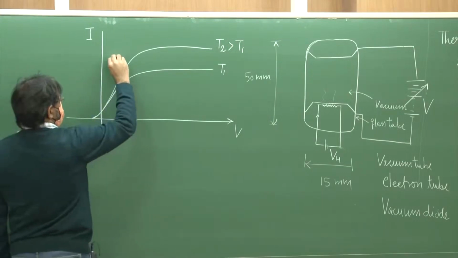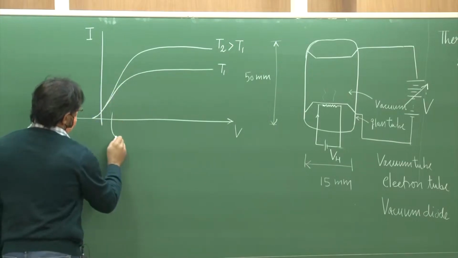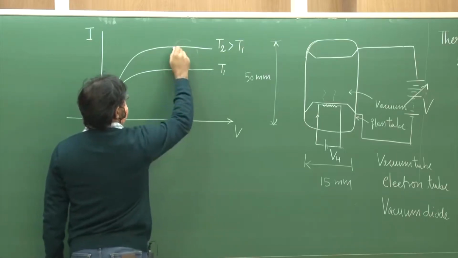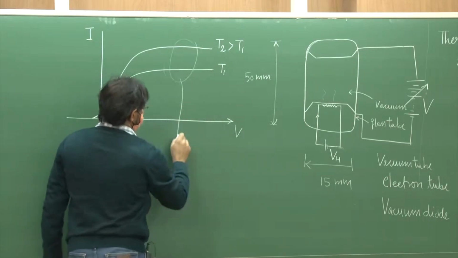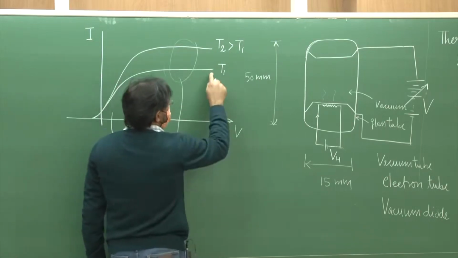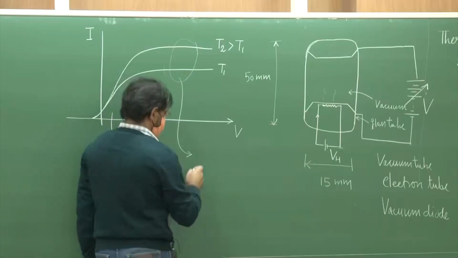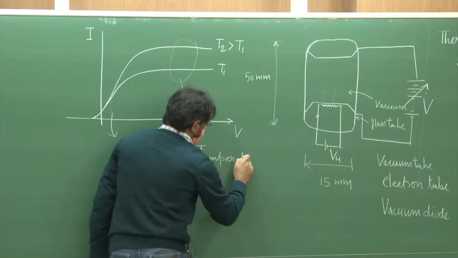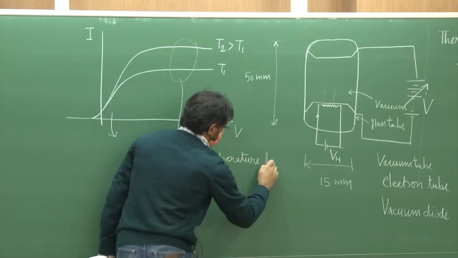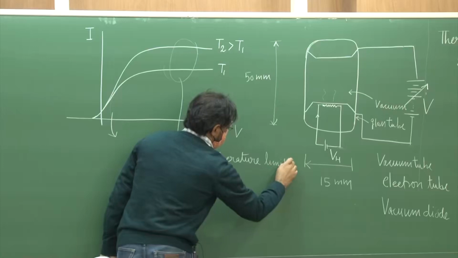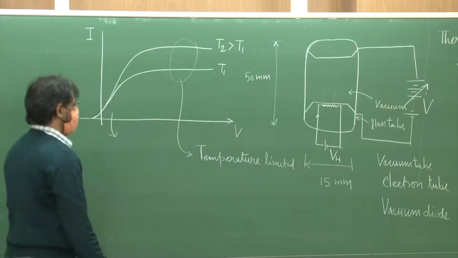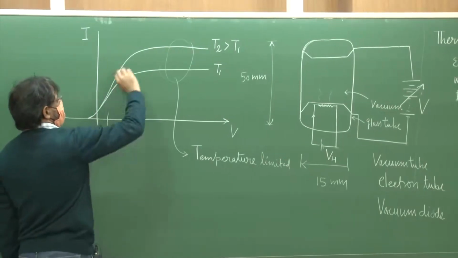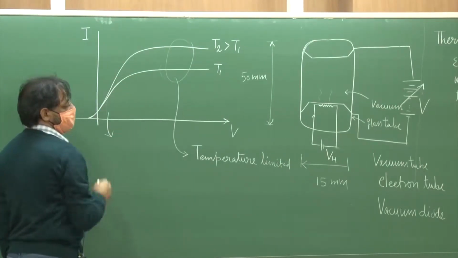In this regime and in this regime, there is a difference. In this regime, what limits the current is the temperature, right? So this regime is called the temperature limited regime. And this other regime is the region where the current is increasing as you are increasing the anode voltage.